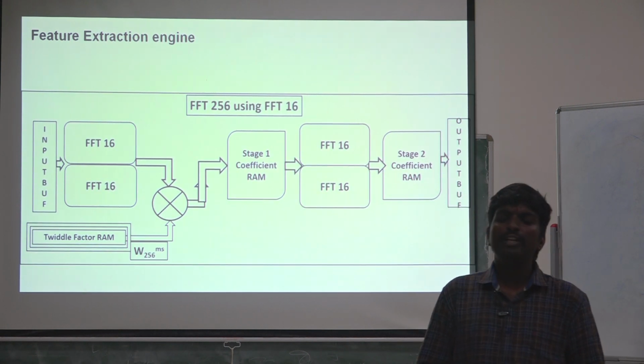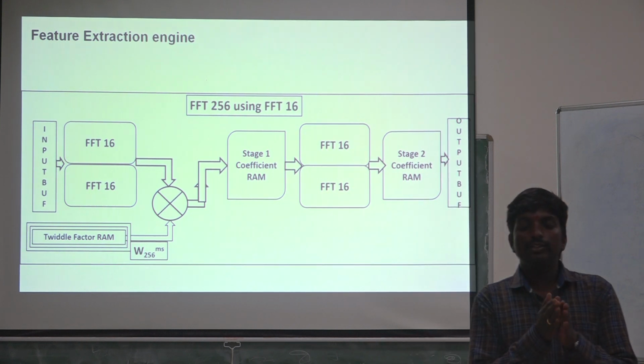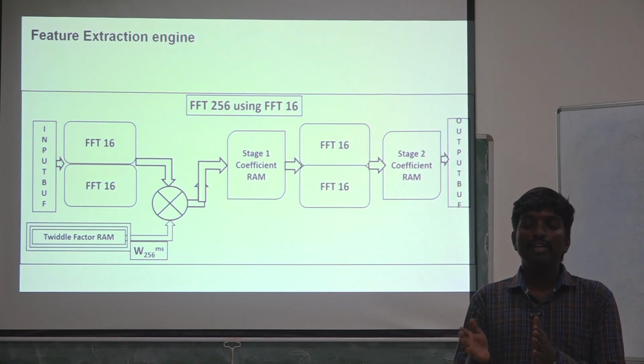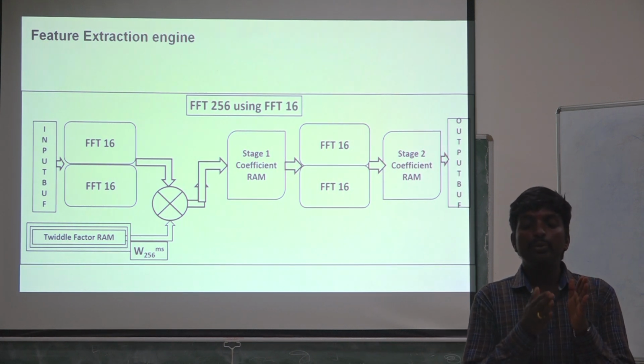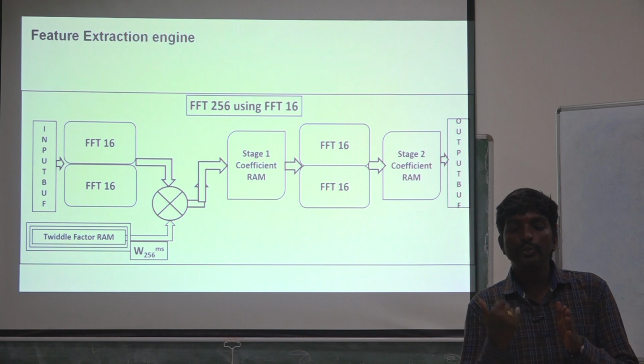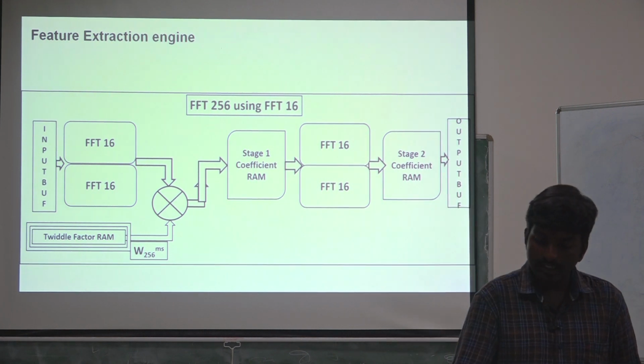So this FFT 256 using 16 point is a block diagram, which actually shows the signal flow graph of the FFT calculation. From the input buffer, we need to give input values to the FFT. So why 16-point FFT?